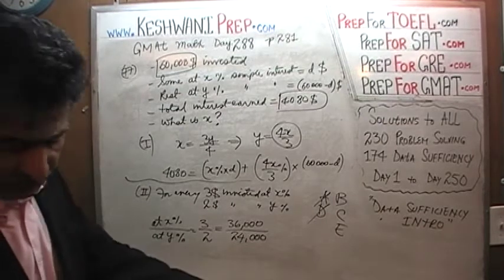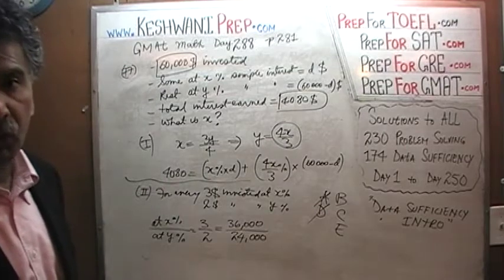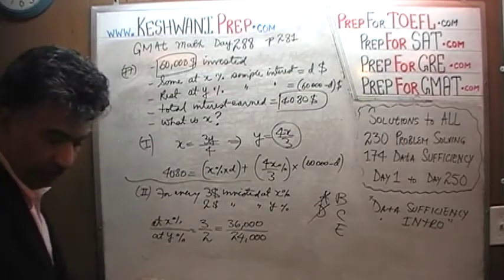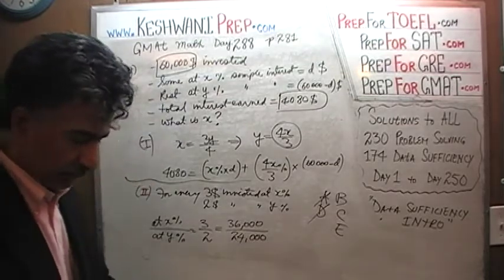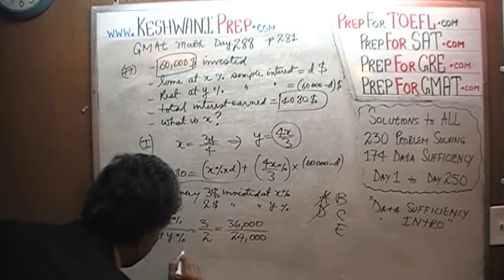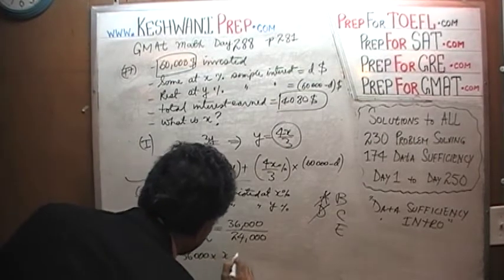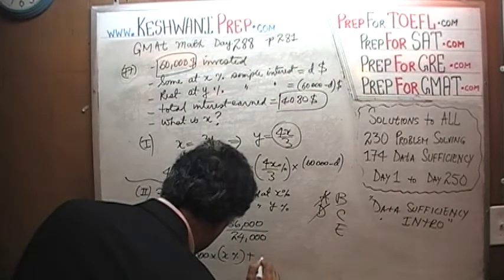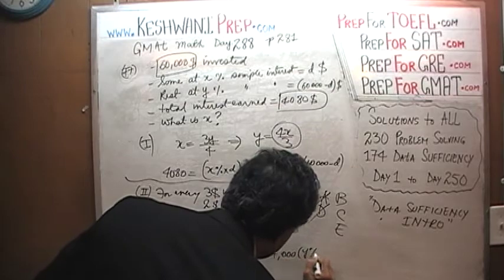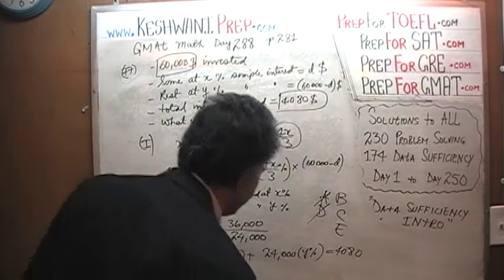The question is, is this information enough to figure out what X is? The answer again is no, because the equation that we're going to get here is 36,000 times X percent plus 24,000 times Y percent equals 4,080. We have the same exact problem.